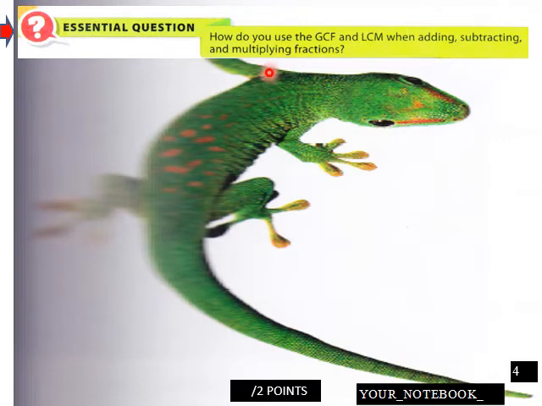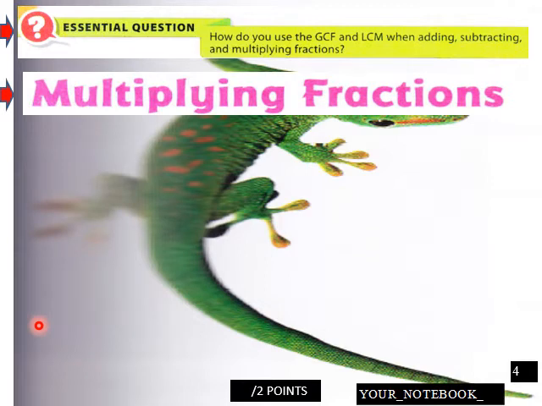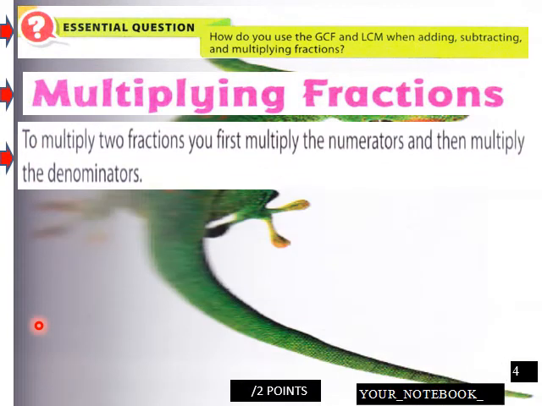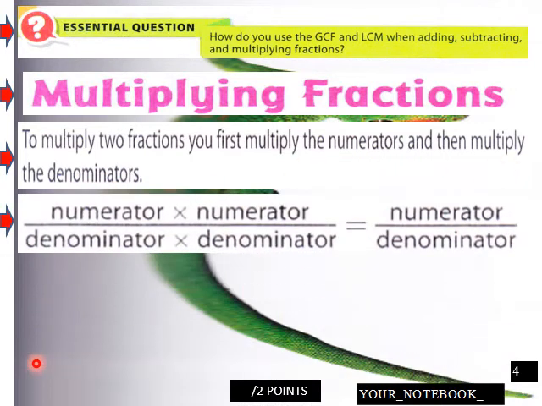Essential question: how do you use GCF and LCM when adding, subtracting, and multiplying fractions? Greatest common factor and least common multiple. Multiplying fractions, this is how. To multiply two fractions, you first multiply the numerators and then multiply the denominators. Here is a verbal model for that. Numerator, numerator, denominator, denominator.